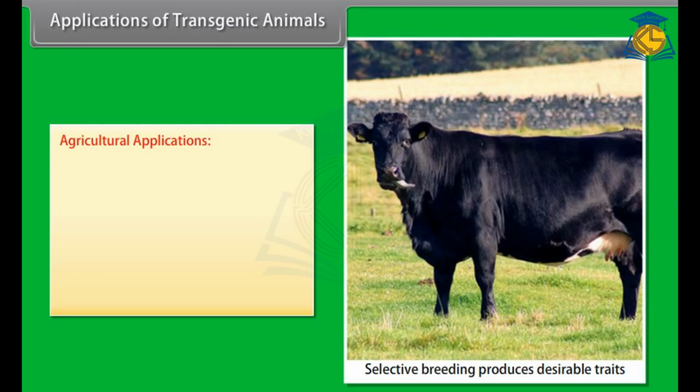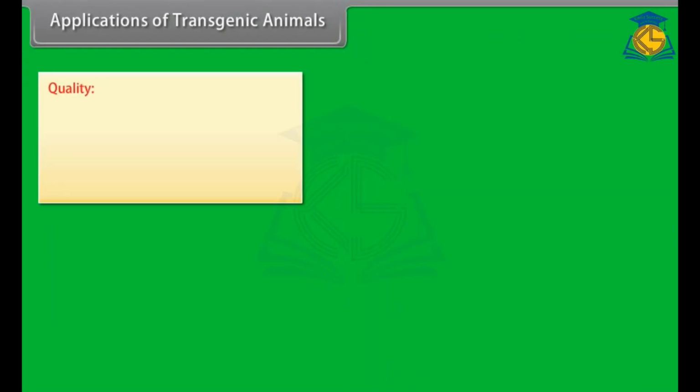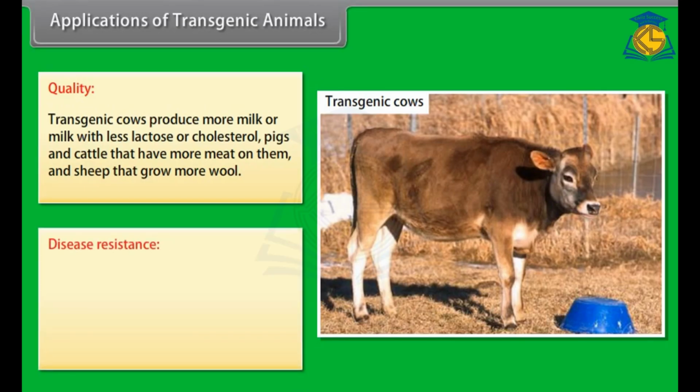Agricultural applications. Breeding. Traditional breeding is a time-consuming, difficult task. Using biotechnology, it became possible to develop traits in animals in a shorter time and with more precision. In addition, it offers the farmer an easy way to increase yields. Quality. Transgenic cows produce more milk or milk with less lactose or cholesterol, pigs and cattle that have more meat on them, and sheep that grow more wool. Disease resistance.